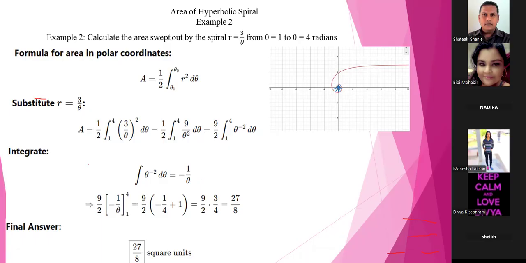The area equals the integral from 1 to 4 of 9 over theta squared. We factor out the constant. We can take the 9 outside of the integral because it's a constant, so we have 9 divided by 2 times the integral from 1 to 4 of 1 divided by theta squared with respect to theta.